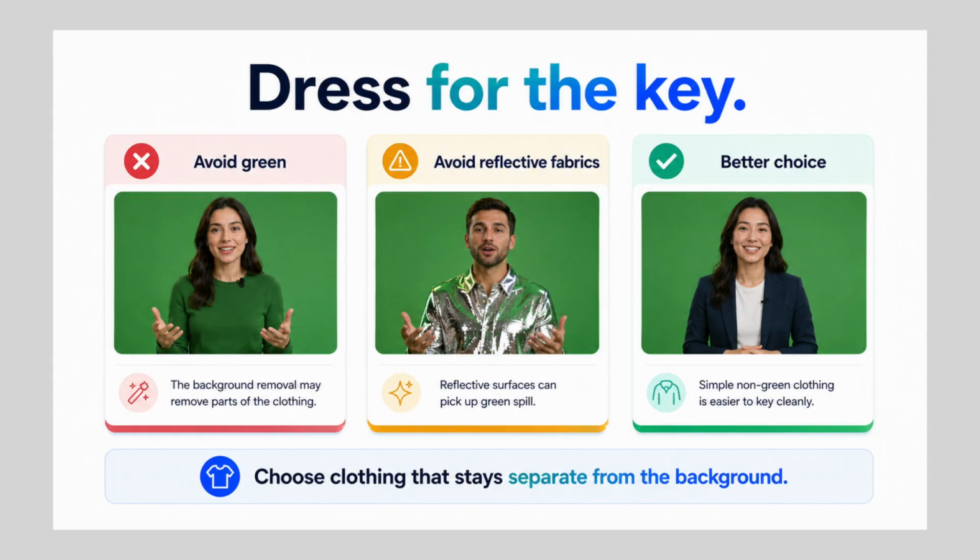Clothing also needs consideration. Green clothing is an obvious problem because the editing process may remove parts of it along with the background. Highly reflective materials can also create difficulties because they may pick up the green colour around them.